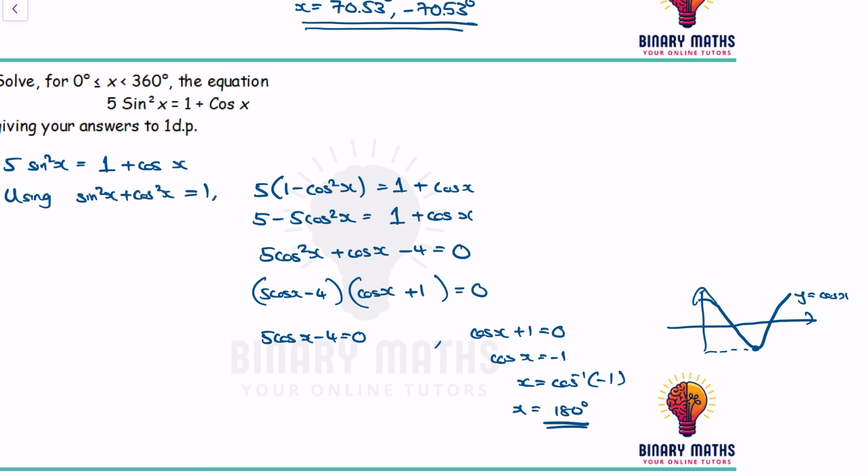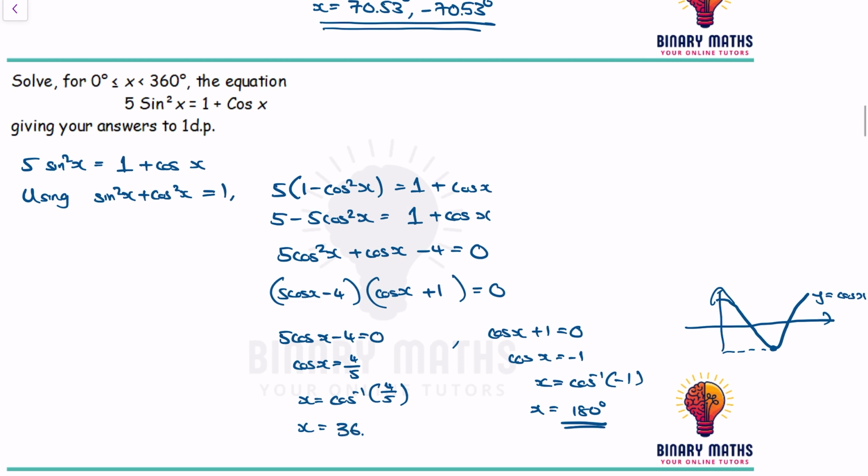For the first one, we've got cos x. Rearranging, we get cos x is equal to 4 over 5. So x must be equal to inverse cos of 4 over 5. If you put that into your calculator, because we're rounding to one decimal place, the first value you get is 36.9 degrees. Now 36.9 is somewhere here. So I need to find this point, which is going to be 360 take away 36.9, which is 323.1 degrees.